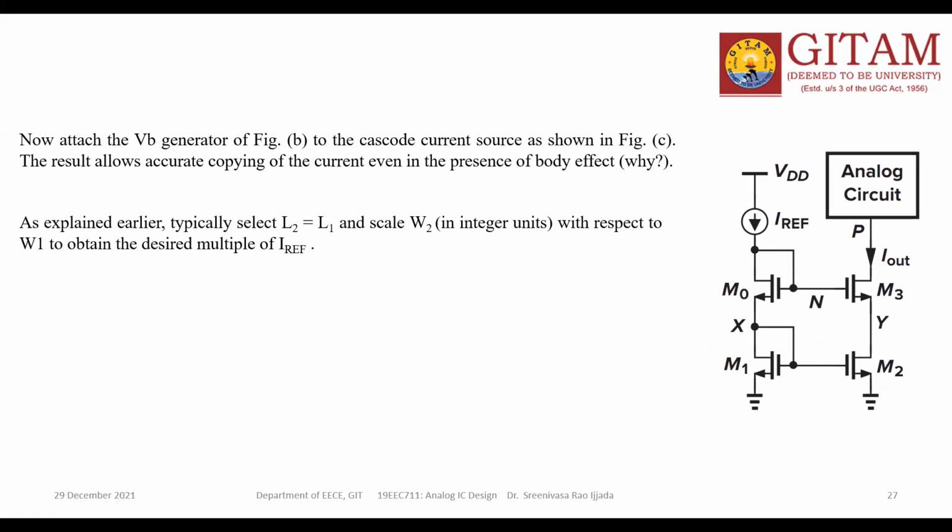As explained earlier, the typical selection is that the lengths L1 and L2 should be equal, because these two are similar devices, and W2 is scaled with respect to W1 to obtain the desired multiple of I reference. It means, as we discussed earlier, if you want to get more current, or make the current double, what to do? There I said the length should be equal.